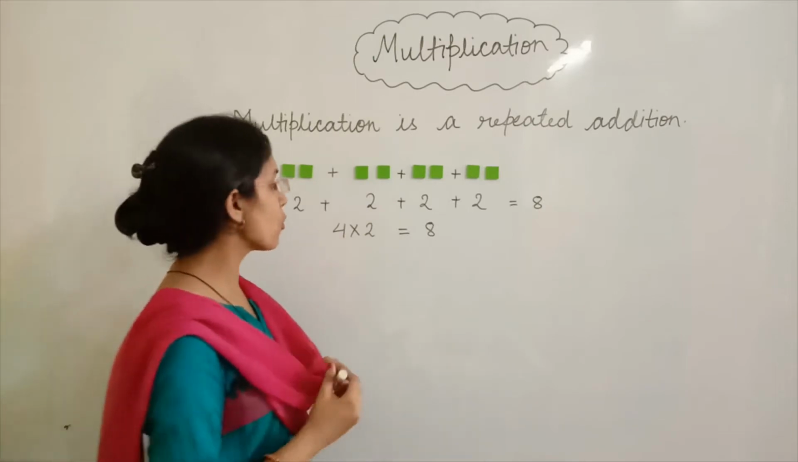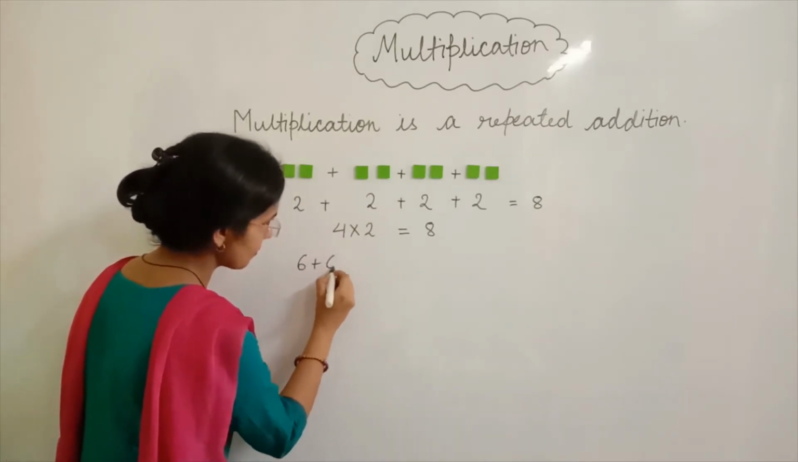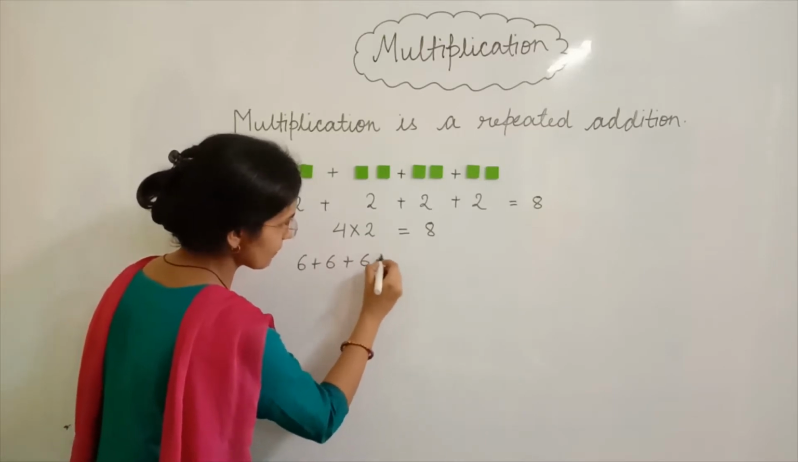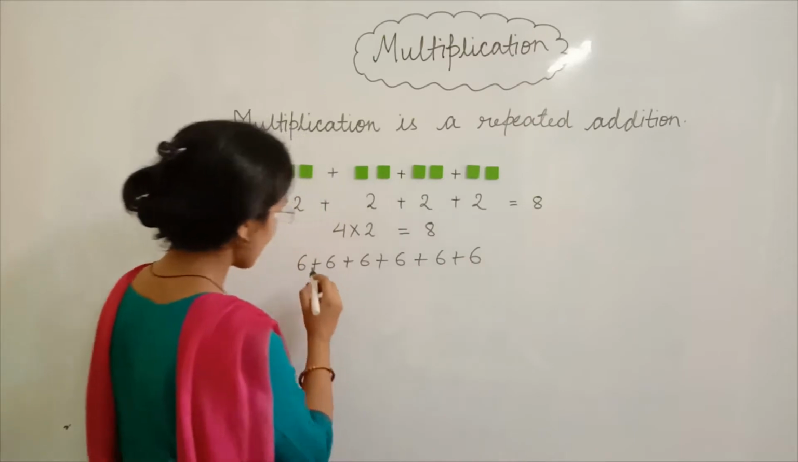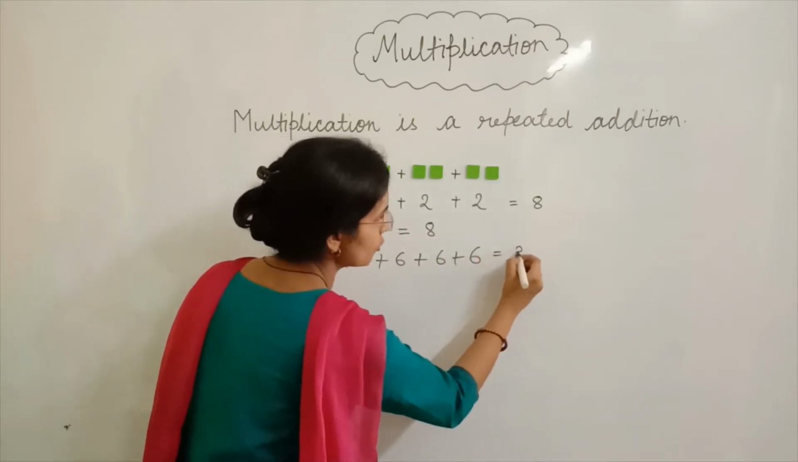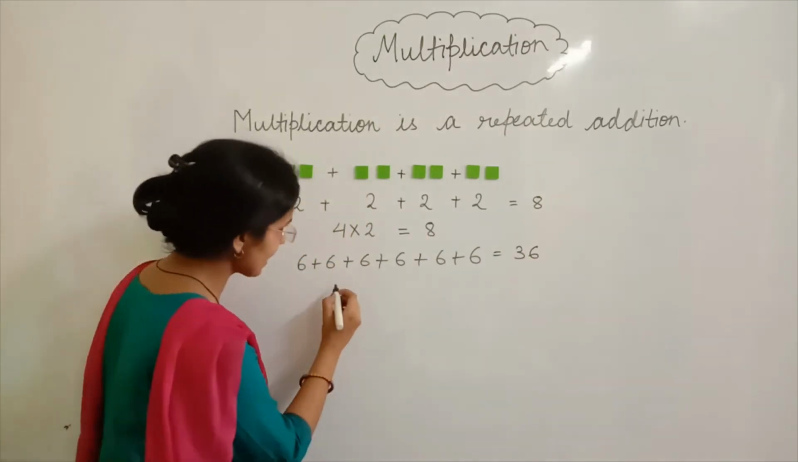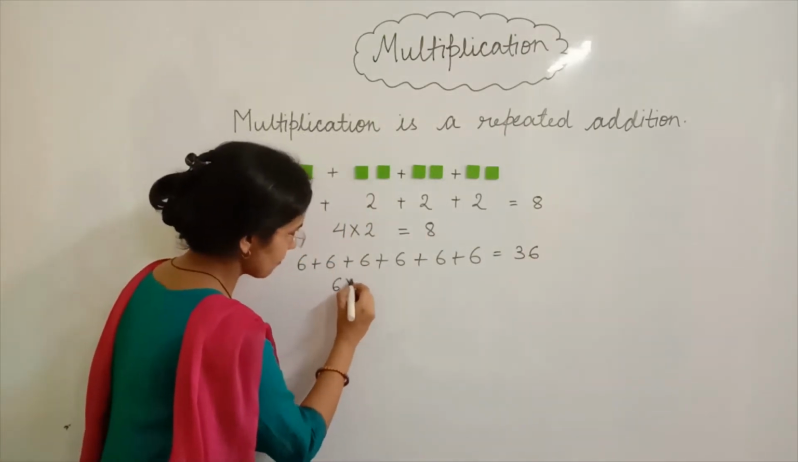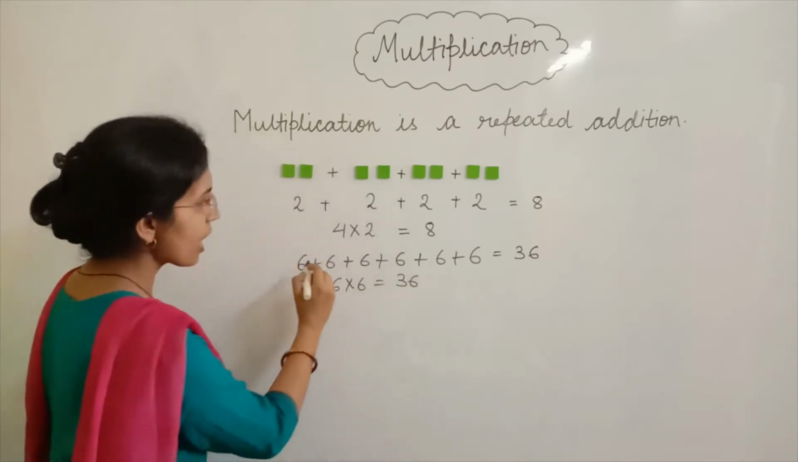I will give you more examples. Suppose we have written 6 plus 6 plus 6 plus 6 plus 6 plus 6. How many times are 6 there? 6 times 6 are there, which is equal to 36. To make it simple, how do we write? 6 multiplied by 6 is equal to 36. Means how many groups are there?